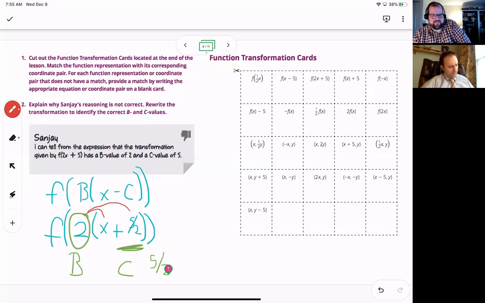I would say negative 5 halves, right? Based on how they wrote it, as x minus c, so then c would be negative 5 halves. Which maybe makes it make more sense that that's a leftward movement, if you think about it that way. Cool.